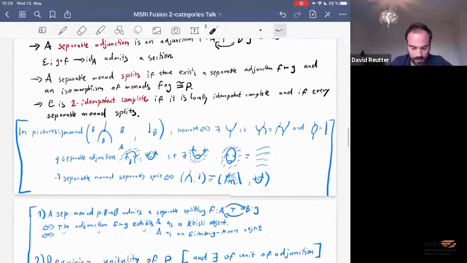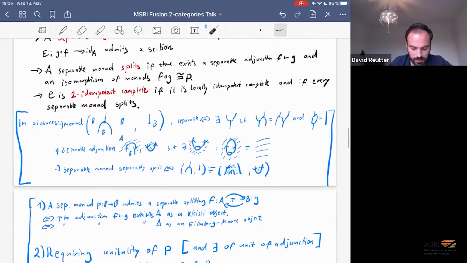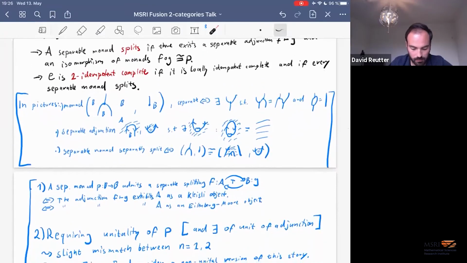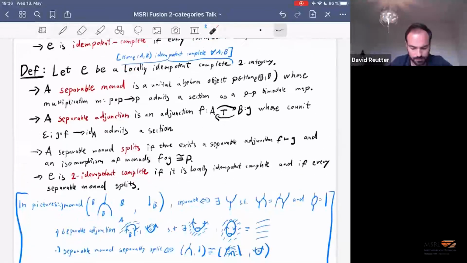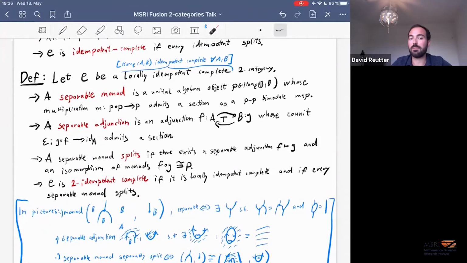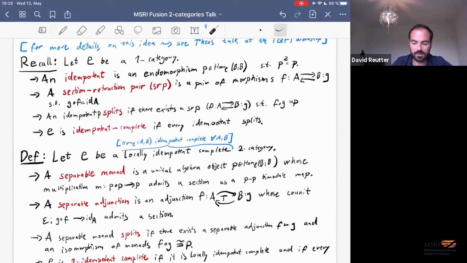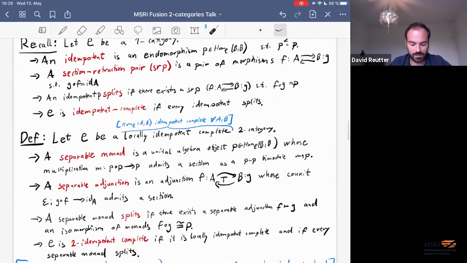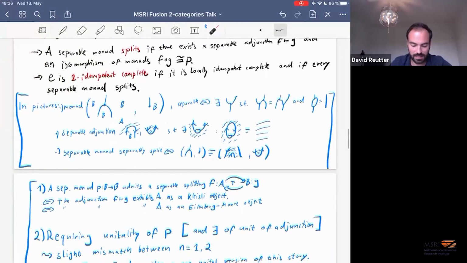Okay, let me make one more comment, which is more technical, about unitality of P. In this definition, I say I have a separable monad, and so in particular it has a unit, which is drawn here. This is something you don't really see with the idempotent. So this is a bit of a mismatch between this categorified notion and this uncategorified notion, where in the idempotent I do have an equality between p squared and p, but I don't have an equality between 1 and p. So this is not really present in this decategorified setting.